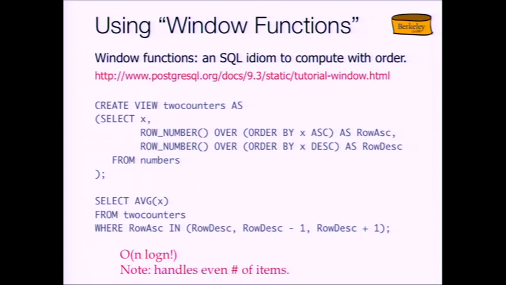Again, fire up Postgres, try it out, see if it works. But this is just another thing. Postgres, as of 9.3, does have window functions. And supposedly it handles an even number of items.